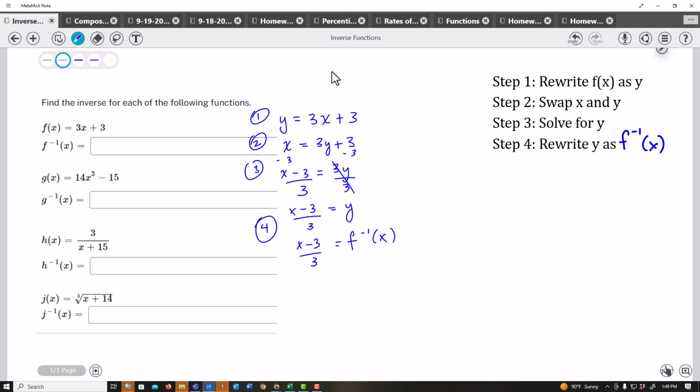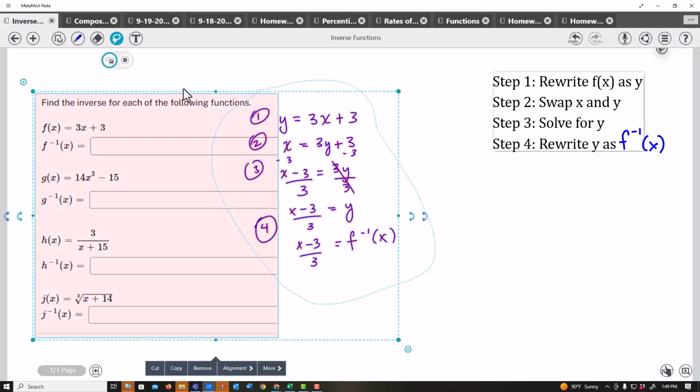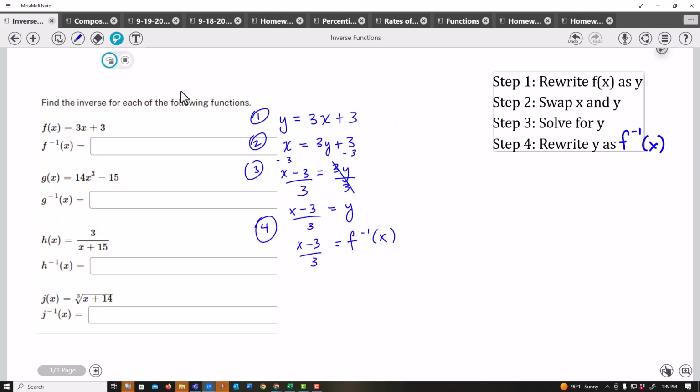Alright, so let's see if I can pick all this up and move it out of the way. I don't want that. See if I can, well, it won't let me. So I'm gonna do the next one over here to the side, and then I may actually erase some of this stuff.